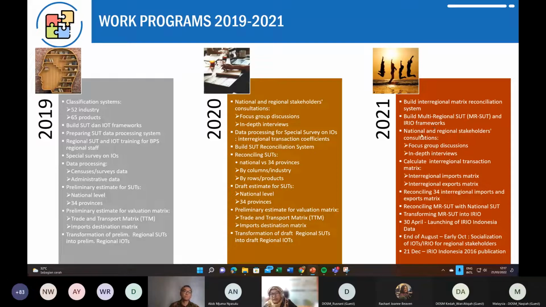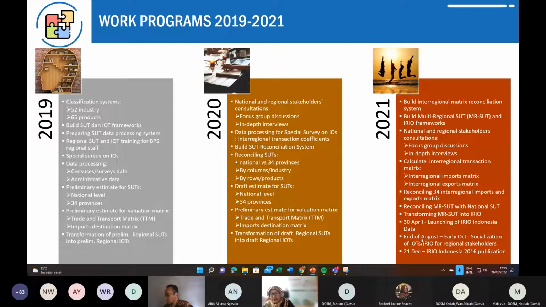And then there is also national and regional stakeholder consultation, both in focus group discussion and in-depth interview for specific issues. Then we calculate the interregional transaction matrix, both the interregional import matrix and the interregional export matrix. Then there is a process of reconciling 34 interregional import and export matrices, and then reconciling MR SUT with national SUT. And then there is a process of transforming MR SUT into IRIO. Then on 30 April, we launched the data of IRIO Indonesia.